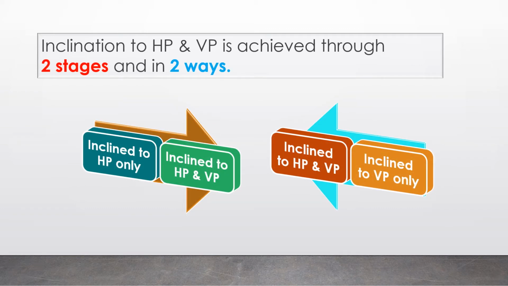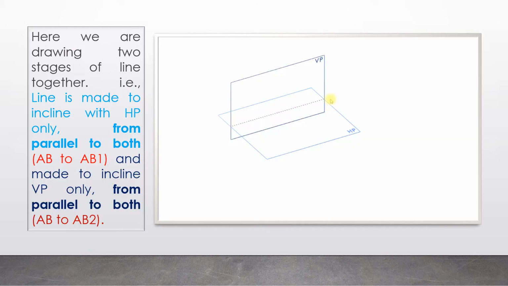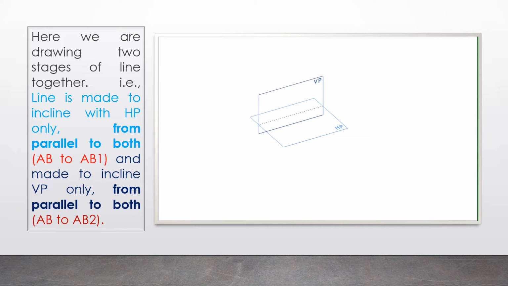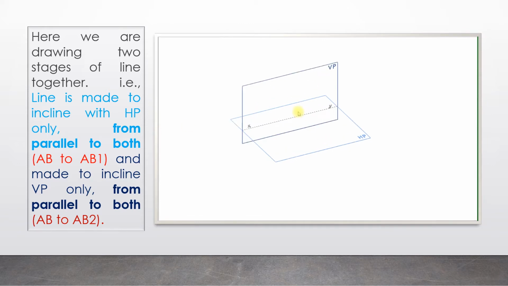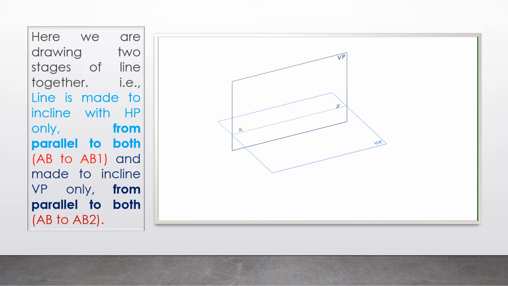Or if enough data are there, we can draw directly inclined to HP, then HP and VP, or directly inclined to VP, then HP and VP. Both are possible when solving the double inclination of lines. But for our study purpose, we will take the line parallel to both the planes, then inclination to HP, then inclination to VP.